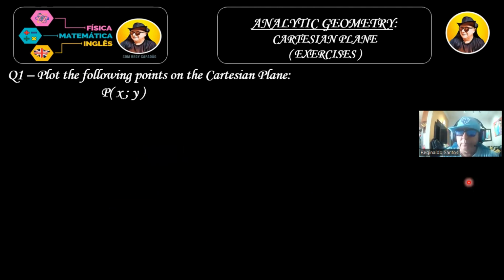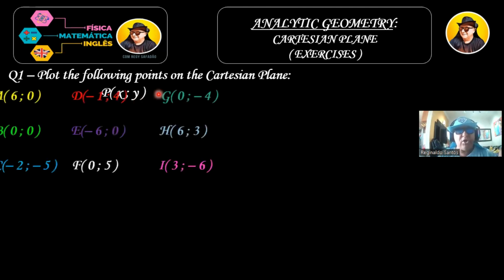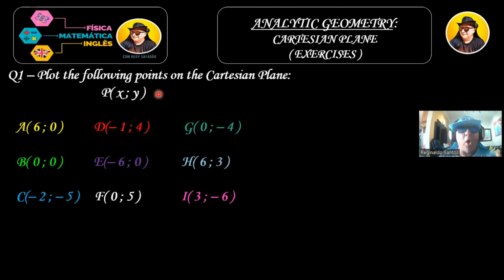Remember, point P is always a general point, all right? The first number is always the corresponding value of x, and the second one is always the corresponding value of y. All right, the first one is x, and the second one is y, okay? So let's see the points. We have here 9 points to be plotted on the Cartesian plane, or the coordinate plane.